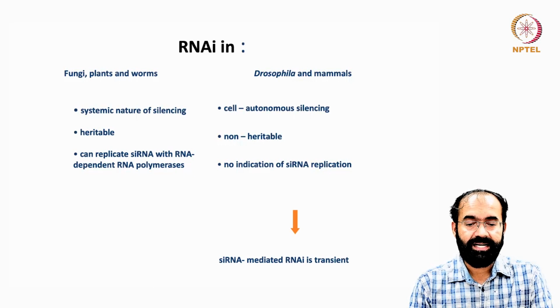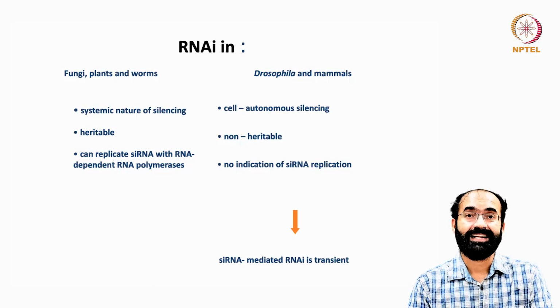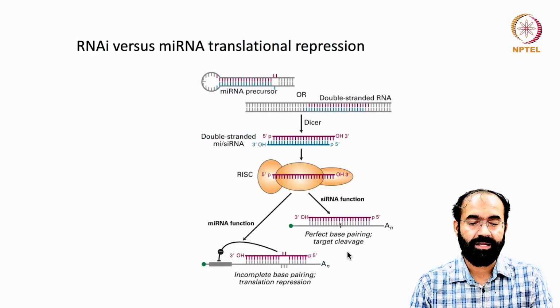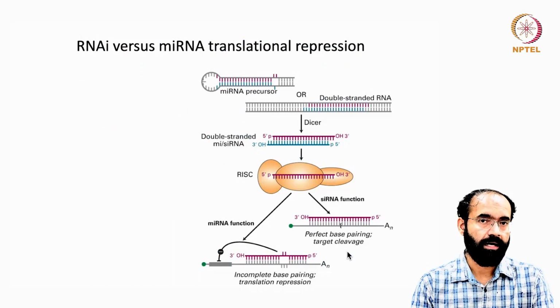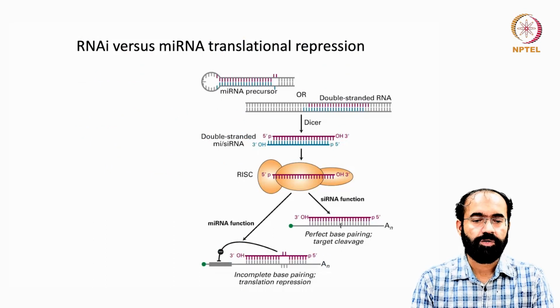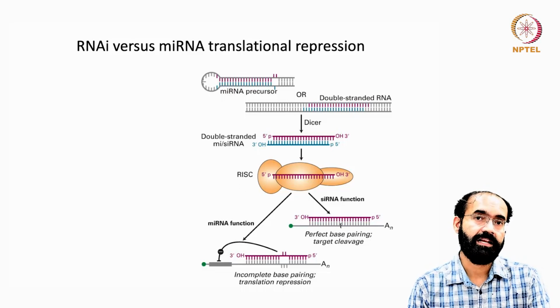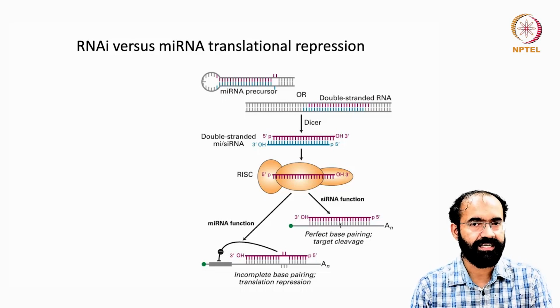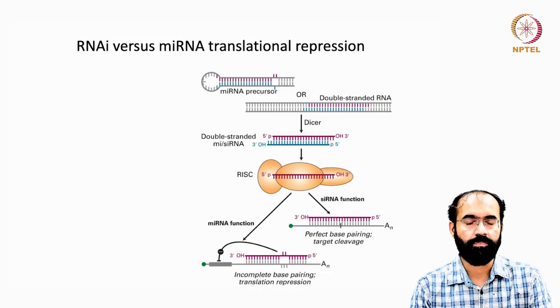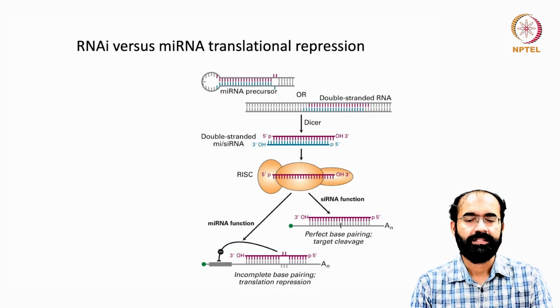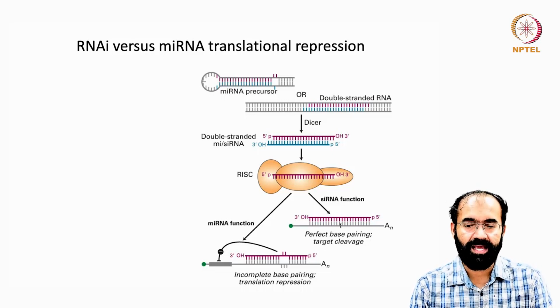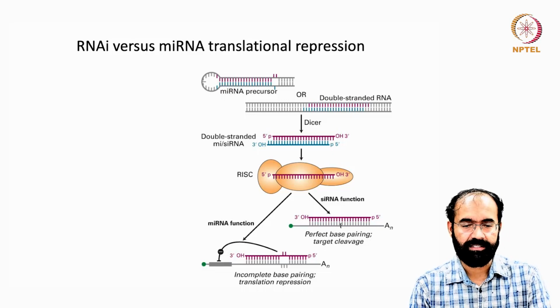And siRNA mediated RNAi is transient. That means it is not a permanent feature normally in all these organisms. So now let us understand RNAi versus miRNA translational repression. miRNA, we have seen it, Drosha and Dicer cause the production of miRNA. The main difference is the way of pairing the target.